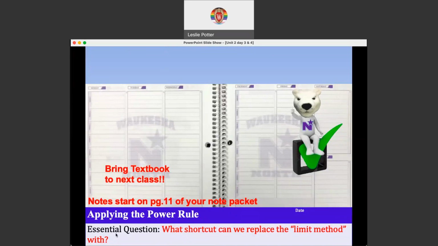So our essential question then is, what shortcut can we replace the limit method with? So the limit method, you've done that a few times. You're going to do it once more. And it's time consuming, and it's got to be redone every time you change the point. So it's ineffective. We need to replace it so that we can do this faster. And so that's what we're going to be moving towards today.